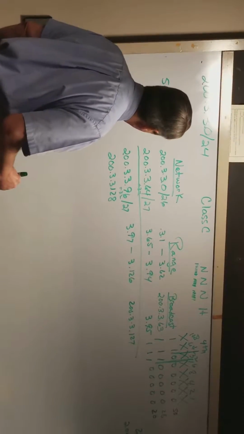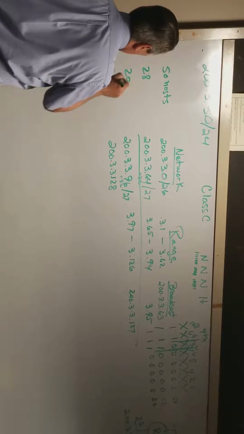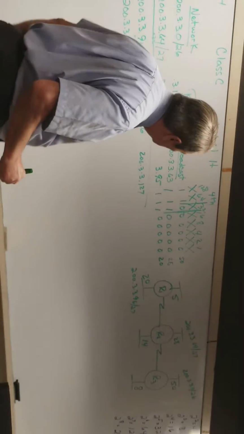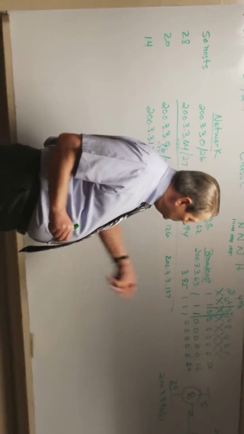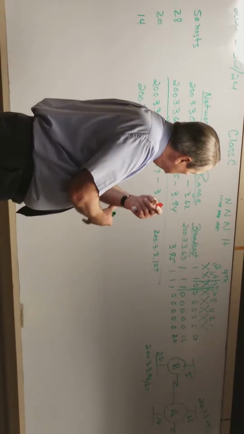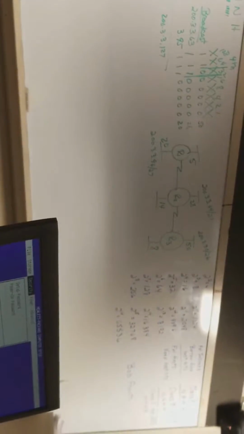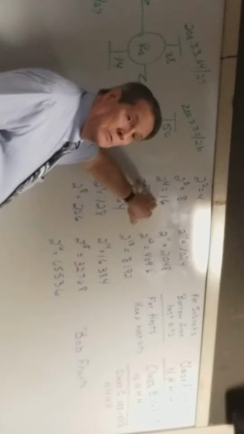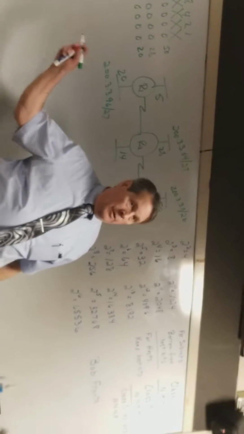Okay, I forgot to write the hosts down here, 28 and 20. What's my next highest? 14. So 14 hosts are going to be here. Now, what's my number? 4. By the way, I choose 4. What's the maximum usable hosts I can have? 14. I have to subtract 2 because of the network and broadcast addresses.